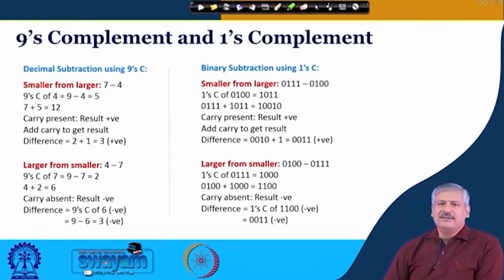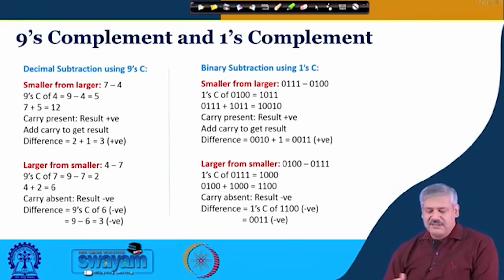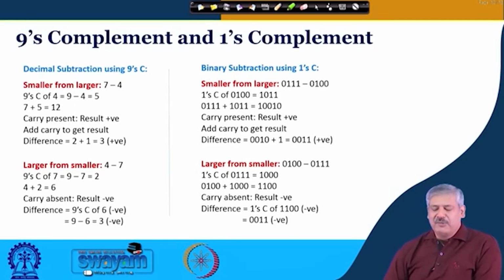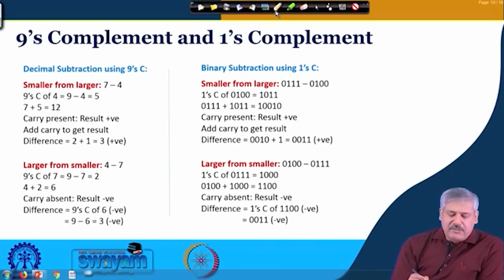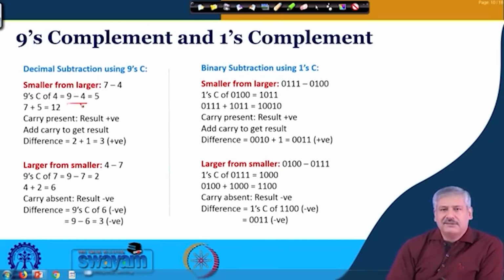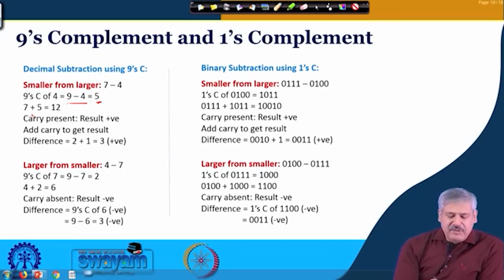And to end, we shall have a quick understanding of what 9's complement and 1's complement are, in the decimal system and binary system, and how they are useful in subtraction. So, in 9's complement, what we actually do is subtract the number from 9, not from 10. For the same example of 7 minus 4, the 9's complement of 4 is 5, 9 minus 4 is 5. So, 7 plus 5 is 12.